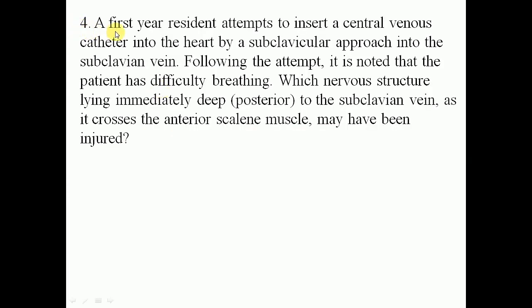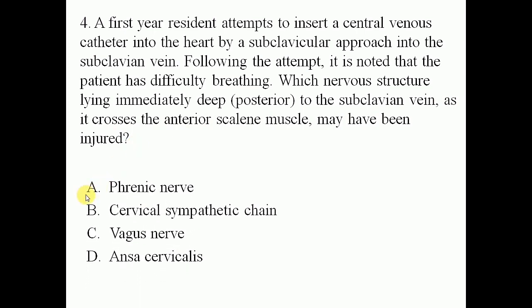Coming to scenario 4, a first year resident attempts to insert a central venous catheter into the heart by a subclavicular approach into the subclavian vein. Following the attempt, it is noted that the patient has difficulty breathing. Which nervous structure lying immediately deep, that is posterior to subclavian vein, as it crosses the anterior scalene muscle, may have been injured? The options are A. Phrenic nerve, B. Cervical sympathetic chain, C. Vagus nerve, D. Ansa cervicalis. The correct answer is A.